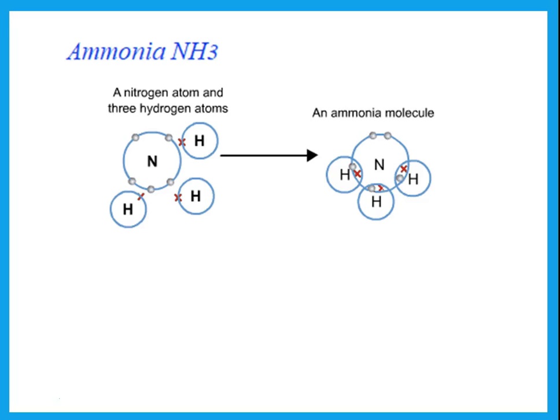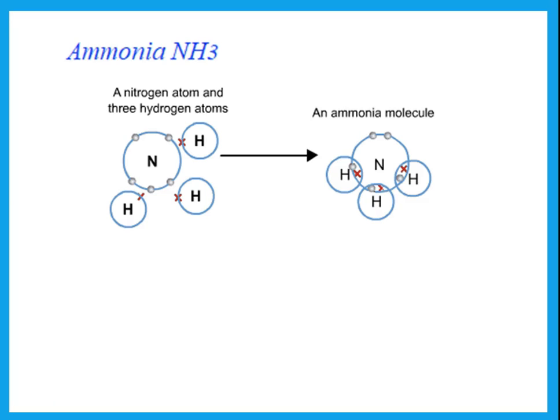Ammonia is a compound made up of nitrogen and hydrogen. Again, nitrogen is in group 5, so it has 5 electrons in its outermost shell. Now, if it has 5, it needs a total of 8. That means it needs 3 more electrons to make it a total of 8. Each hydrogen can contribute only 1, and that means I need 3 hydrogens to give me 3 more electrons.